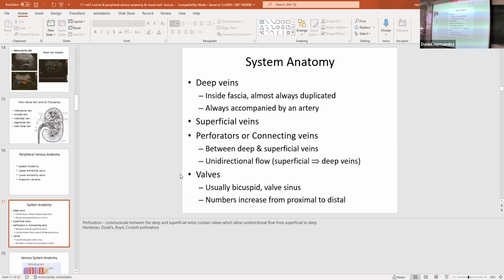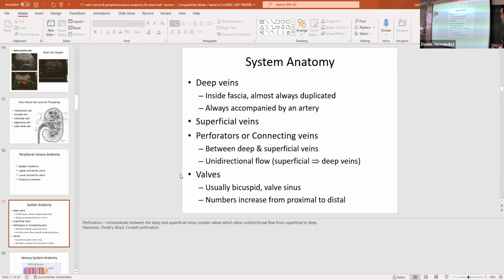So when you image it on ultrasound, the deep veins are going to be running right next to their corresponding artery. Think of it as a 2-lane highway. Deep veins will always have a corresponding artery adjacent to them of the same name. That's basically how you can differentiate deep veins from superficial veins when you're imaging in the extremities. If there's no artery running adjacent to the vein, then it's a superficial vein.